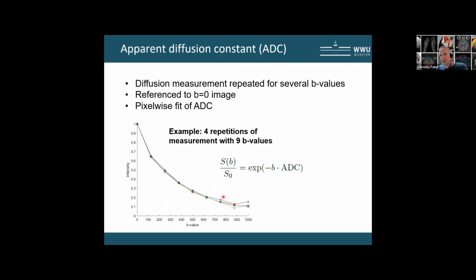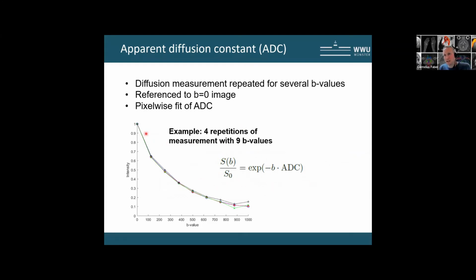So we have changed the B value as indicated on this axis down here. We've done measurements for 9 B values. We've repeated them 4 times. So this B0 is just a spin echo experiment, and then we've increased the B value, and you see it follows an exponential decay as given by this equation here.